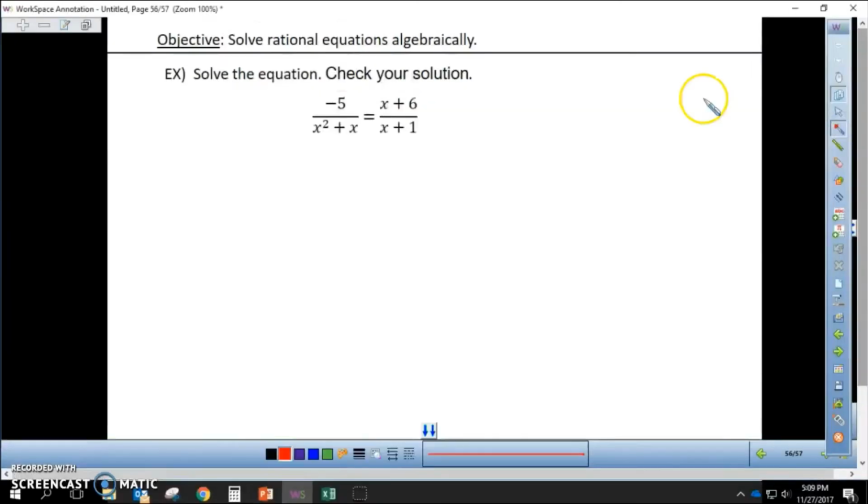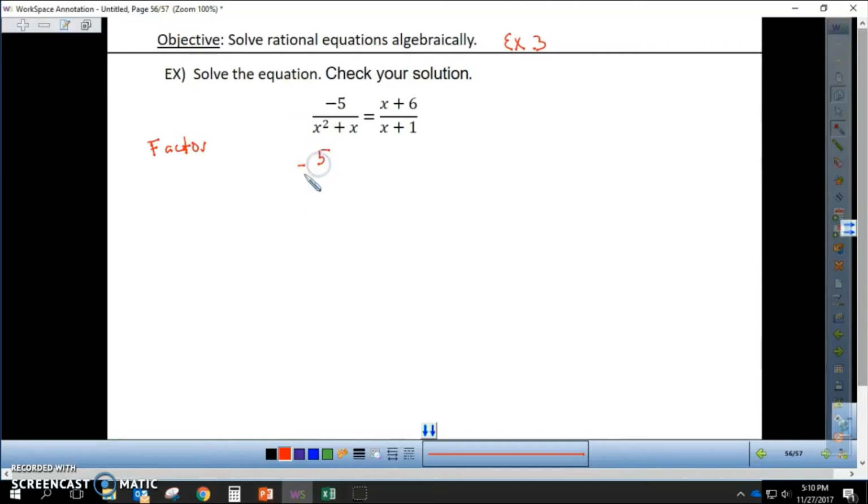Hello and welcome to this video on solving rational equations algebraically. This is the third video. So for this example here, I want you to notice that it is slightly different than the ratio problems that we saw before. Here we have binomials in our denominators, and looking at the structure of this rational expression, we're going to have to factor this out. So for this problem, the first thing you want to do is go ahead and factor.